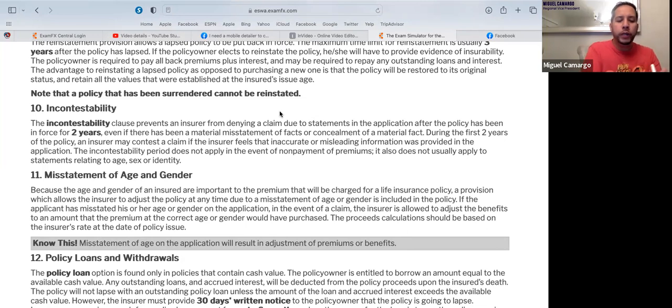So if someone says they're 35 and they're actually 45, and they go back and look at the policy and say, hey, listen, we looked at your death certificate, this is wrong. They're going to go back and adjust your death benefit based off of the premiums you paid and what that could afford. So you don't want to lie about your age, don't lie about your gender. They will find that.